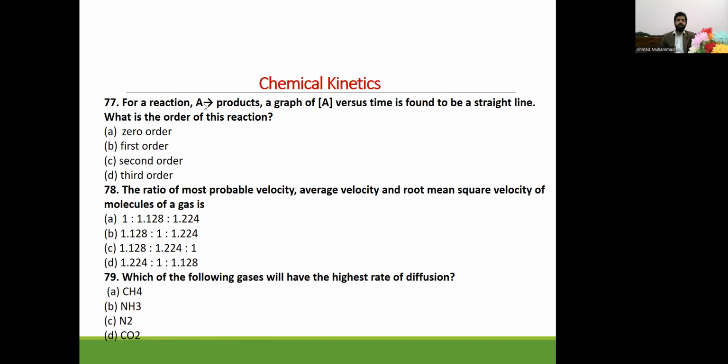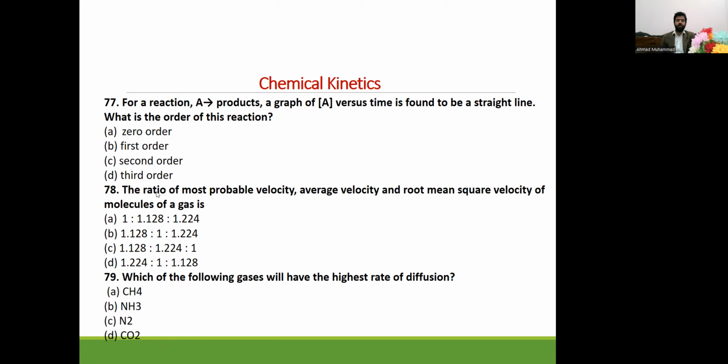For a reaction A going to product, a graph of A versus time is found to be a straight line. What is the order of the reaction? Zero order reaction, first order reaction, second order reaction, or third order reaction. The correct answer is A, zero order reaction.